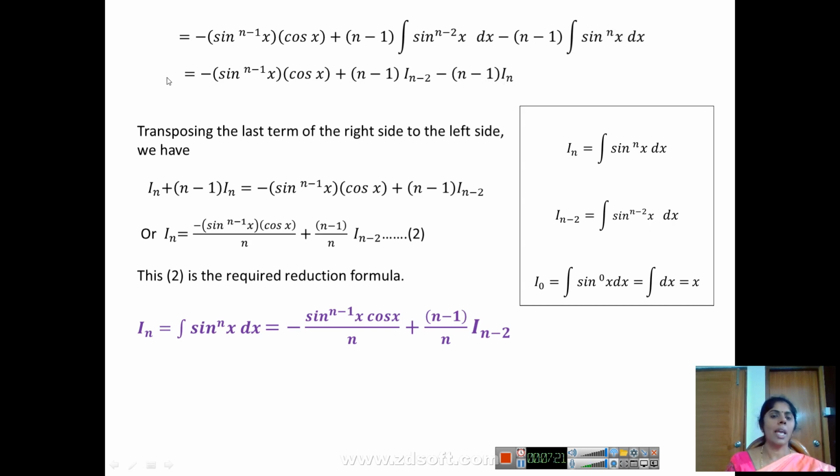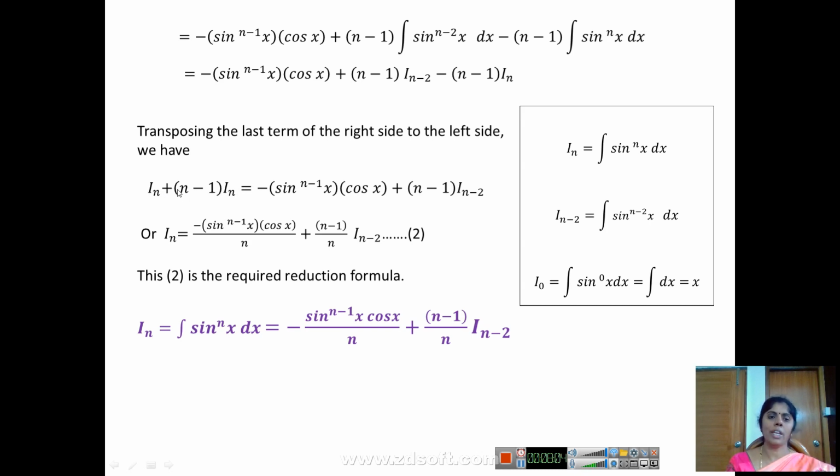And in the LHS I consider that is nothing but In, and in the RHS the last part I am having minus n minus 1 of In. Just transpose this minus n minus 1 of In to the RHS side. So we can rewrite this expression in this form: In plus n minus 1 of In is equal to minus sine to the power n minus 1 of x into cos of x plus n minus 1 of I n minus 2. If I simplify this one, we get In plus n into In minus In. In gets cancelled, and we are left with the term n into In.